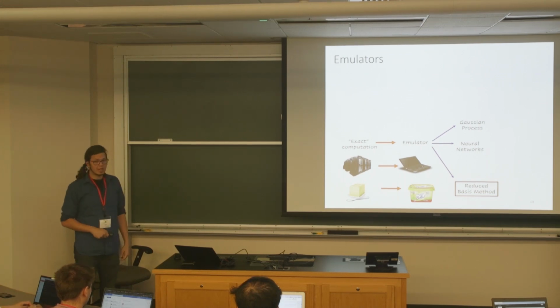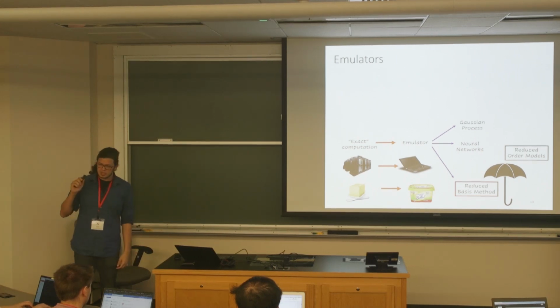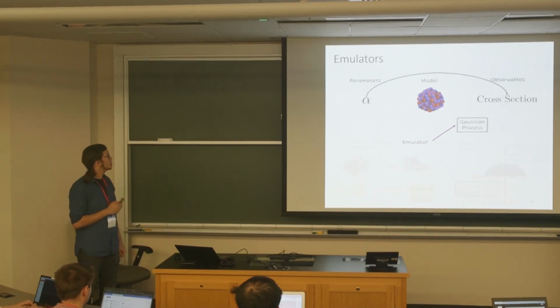Osge and Moses talked about Gaussian processes, which are fantastic because they're really easy to set up. You don't have to think much, especially if you have built software like SORMICE to do that. Probably you have heard of neural networks, and in this case what we're going to talk about is the reduced basis method, which falls under the umbrella of reduced order models.